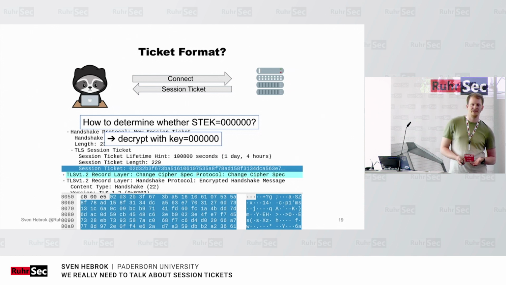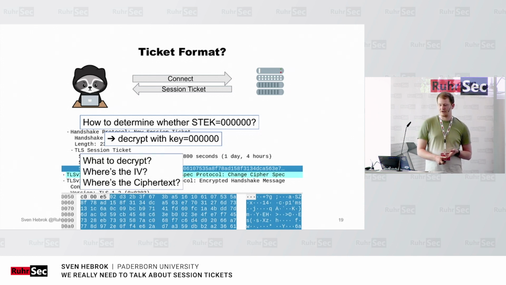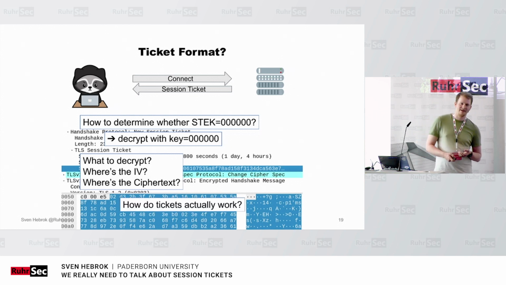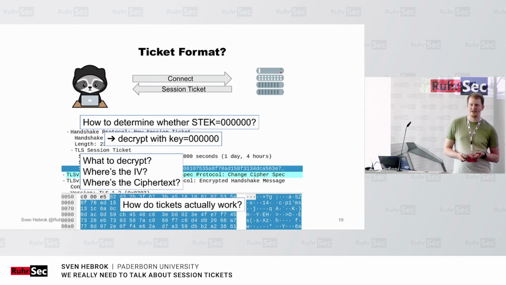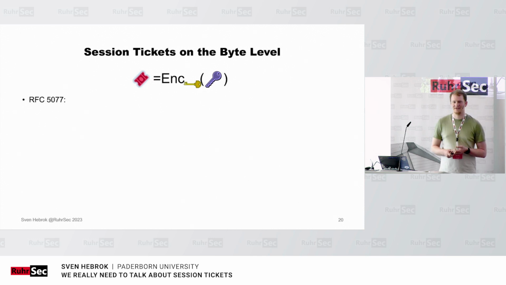But how do we even decrypt this? Because we don't know where the initialization vector is, we don't know where the ciphertext is, we don't know what else is in there. So we have to take a step back and take a look at how session tickets actually work. On a high level, I said tickets are just the master secret encrypted. In reality, we have a whole RFC describing how session tickets work.